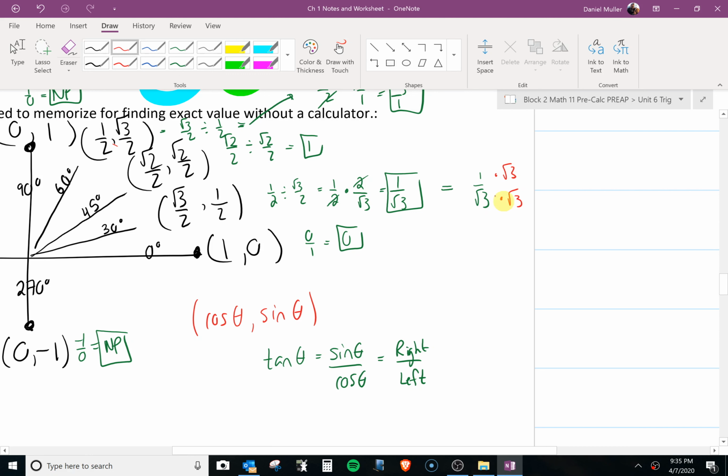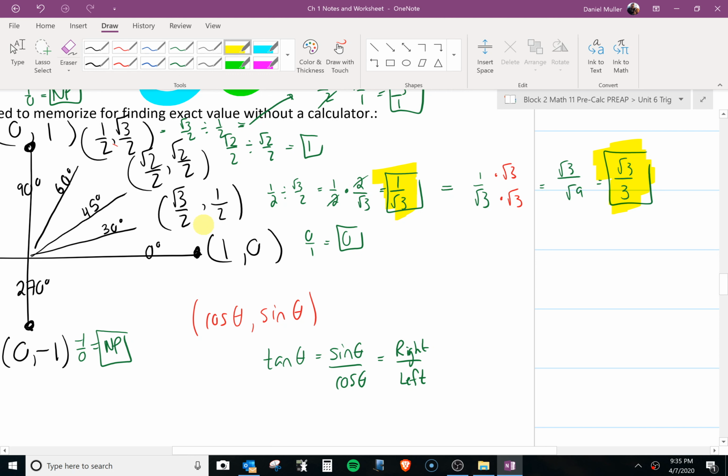So you times top and bottom by root 3 to get rid of the square root, because you end up getting 1 times root 3, which is a root 3, and root 3 times root 3, which is a root 9. And square root of 9 is just 3. So you could write it as 1 over root 3, but often it's nicer to write it root 3 over 3. So when you come across tangent of 30, you can do that.